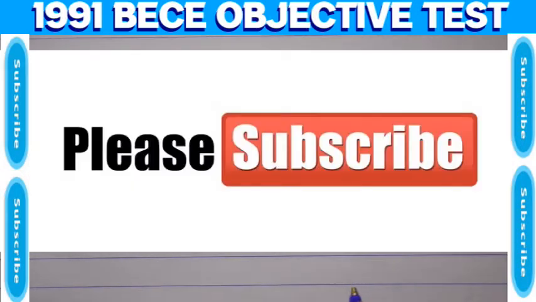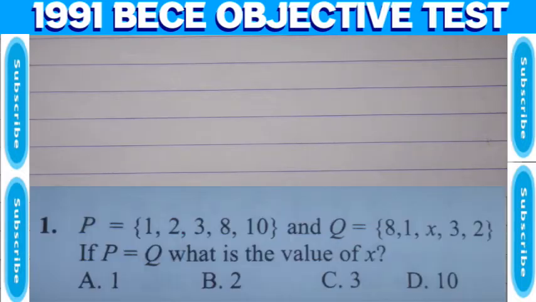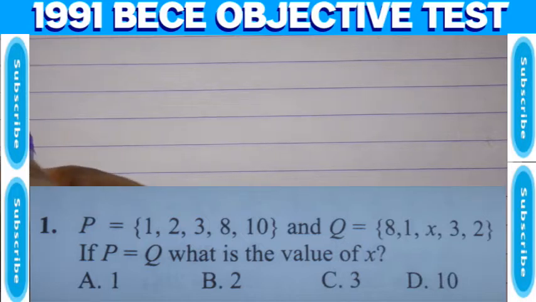With question 1, this is what we have. There are two sets over here. If set P is equal to 1, 2, 3, 8, and 10, and then set Q is equal to 8, 1, x, 3, and 2. If P is equal to Q, what is the value of x? So we are finding the value of x by comparing these two sets. So let's write down the sets.